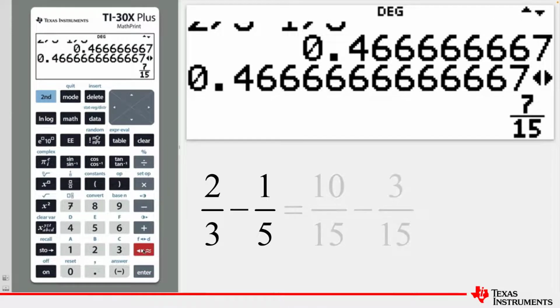To calculate the value of 2/3 minus 1/5 in MathPrint mode, use the fraction bar key as follows.